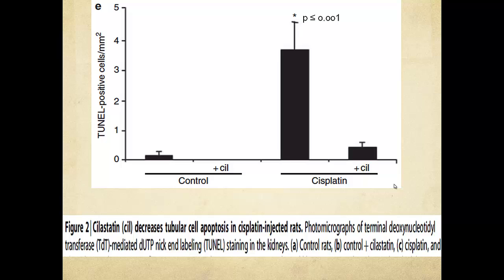The next slide is showing the TUNEL positive cells. TUNEL is the terminal deoxynucleotidyl transferase, the TdT, mediated dUTP nick end labeling. Basically what it's trying to say is the apoptotic activity, and you can see that in cisplatin the TUNEL positive cells were high, as close as 4 times as compared to cisplatin and cilastatin, where the activity was much lower.